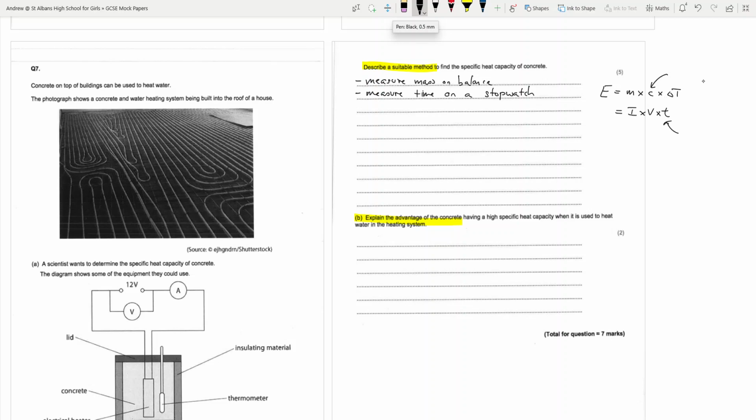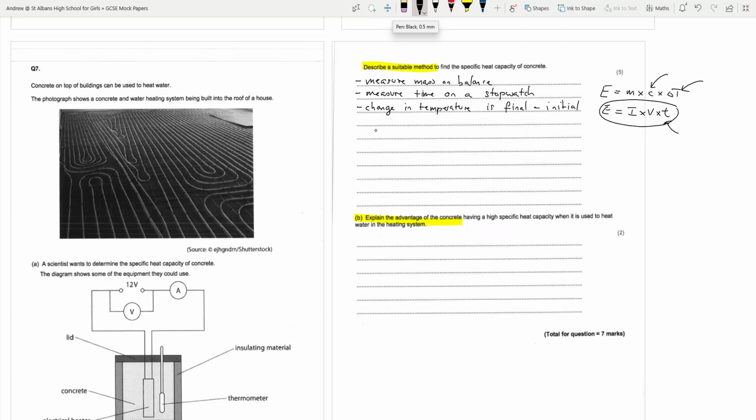We need to know what this is, our delta T, so our change in temperature, which is final minus initial. So we need to measure those, and we have to work out what the change in temperature is. Okay, our fourth mark is for stating this equation. This is our energy supplied, this here. That is our fourth mark.